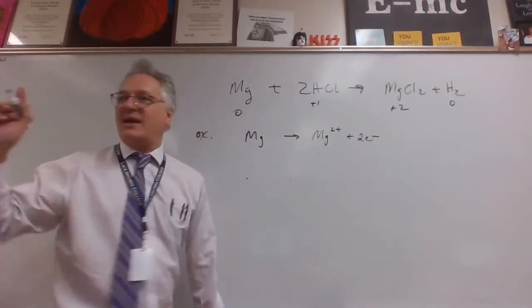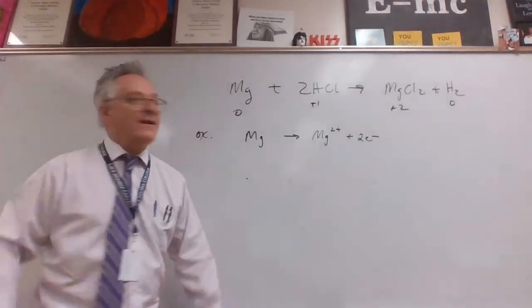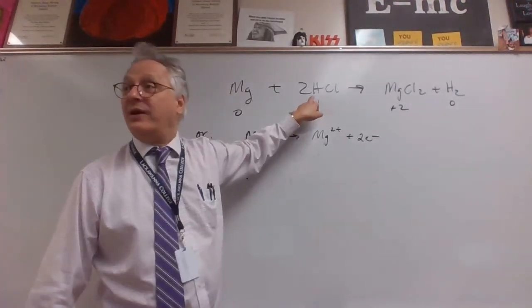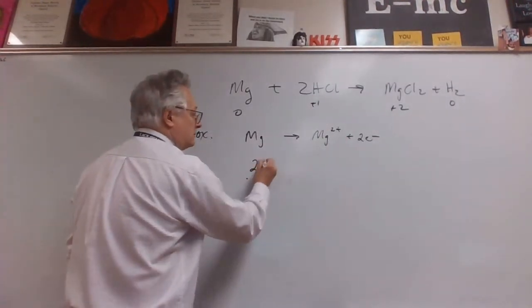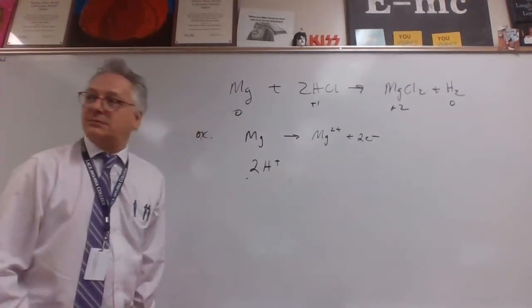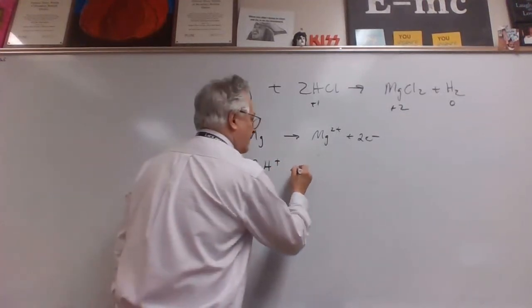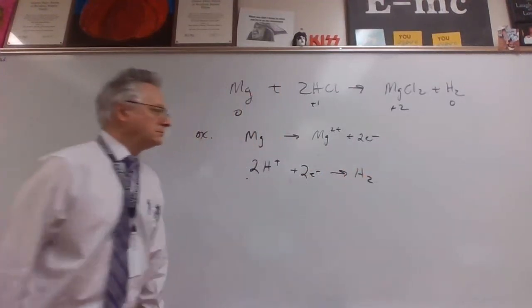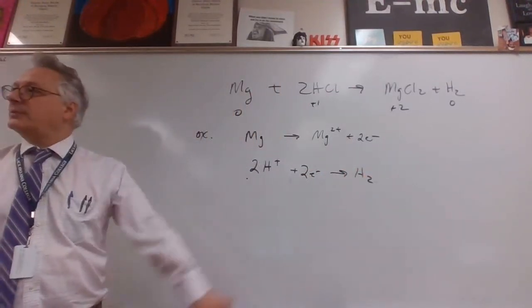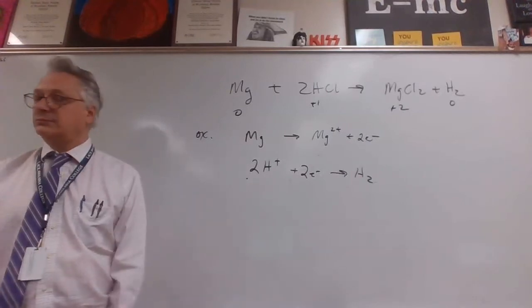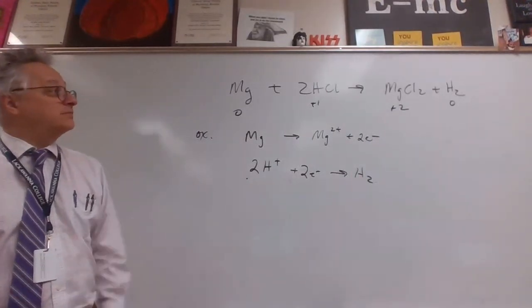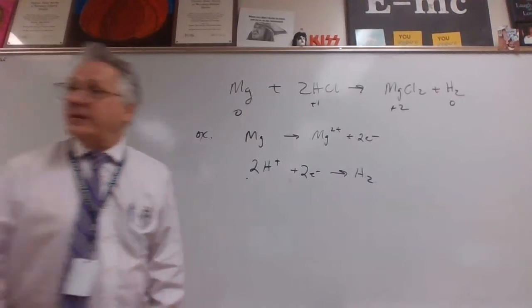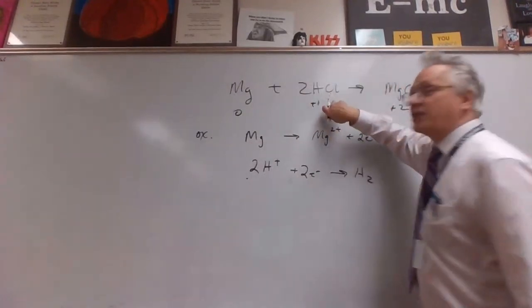Now, Anna brought up a really good point. We can't ignore that 2 there. 2H plus 2 electrons to give H2. That's the reduction half reaction. Where did the Cl go? Cl is just floating around doing its thing because it doesn't change. It doesn't change its oxidation state.